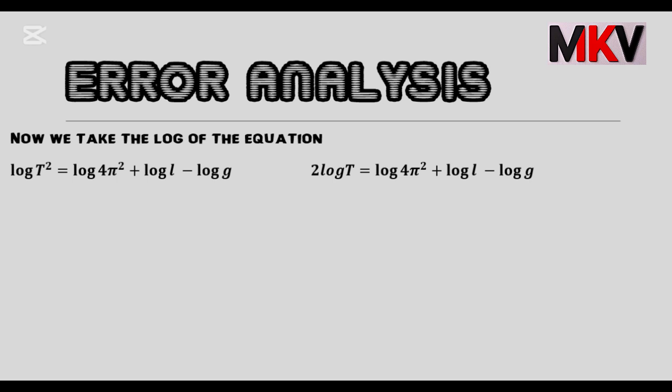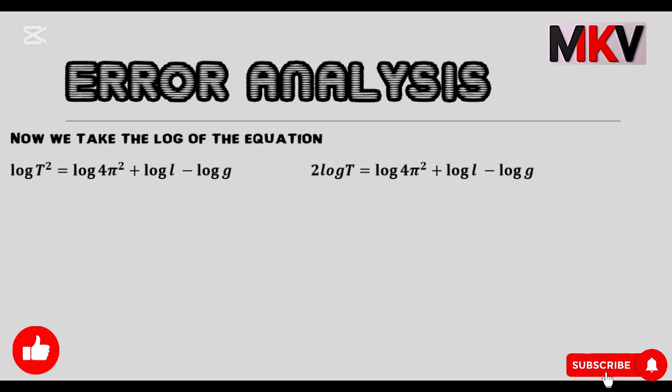So log 4 pi squared plus, this plus because the 4 pi squared was multiplying L over G. So taking the log value of those variables will be plus. Then since L was divided by G, taking the log value of that fraction will give you minus. So therefore we have log L minus log G. Breaking the equation down, we had 2 log t equals log 4 pi squared plus log L minus log G.